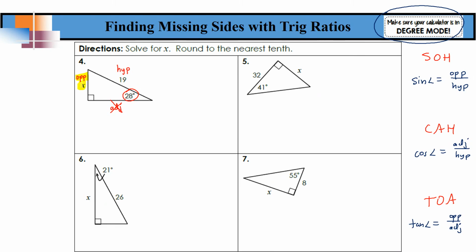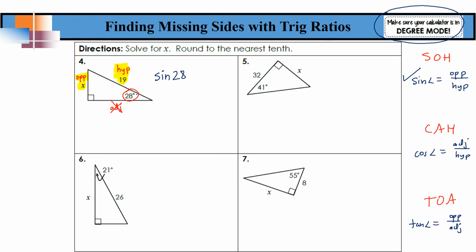The opposite side has been labeled, and the hypotenuse has been labeled. Which one of our trig ratios uses opposite and hypotenuse? Well, it's sine. So here's what we should write down. We should write down sine of, this time we're not putting a letter like L or M or A or B, we're putting sine of this angle measure, 28.